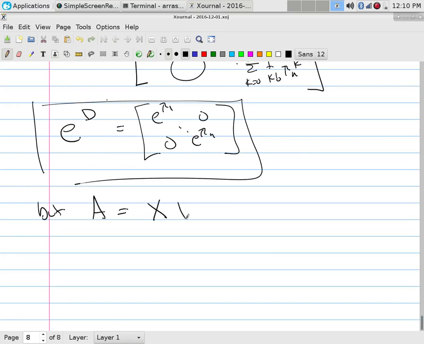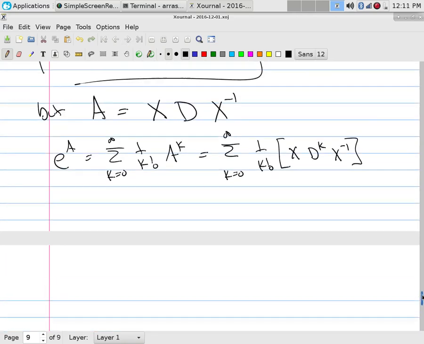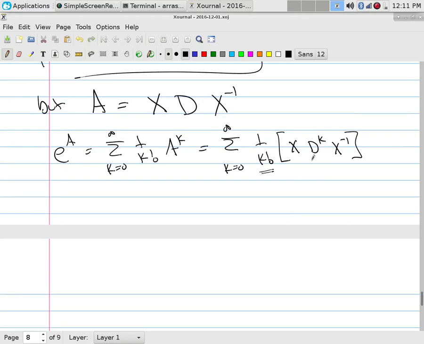But A is equal to X D X inverse. Well, e to the A was the sum from k equals 0 to infinity of 1 over k factorial A to the k. But that's equal to the sum from k equals 0 to infinity, 1 over k factorial, what is A to the k? It is X D to the k X inverse. Properties of sums: if you have a k, you stay inside the sum. If you do not have a k, what do you get to do?